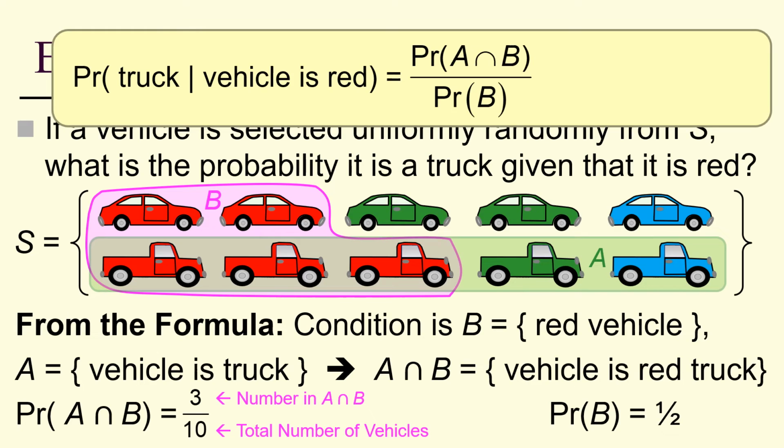So the probability that we have a truck, given that the vehicle is red, is the joint probability over the probability of B, which is 3/10 over 1/2, which is 3/5, which is 0.6.